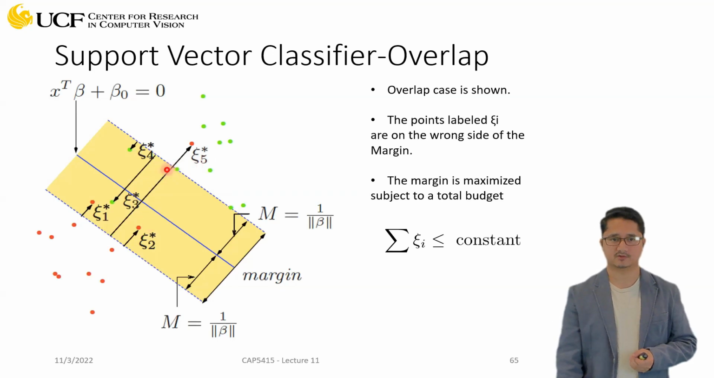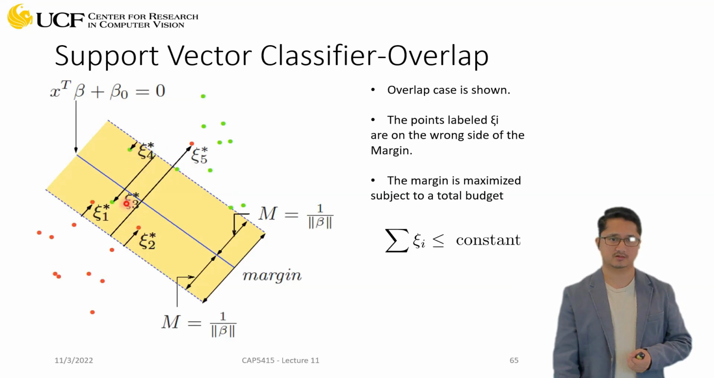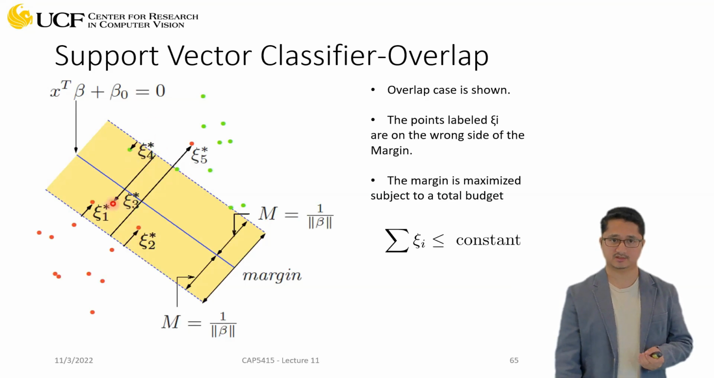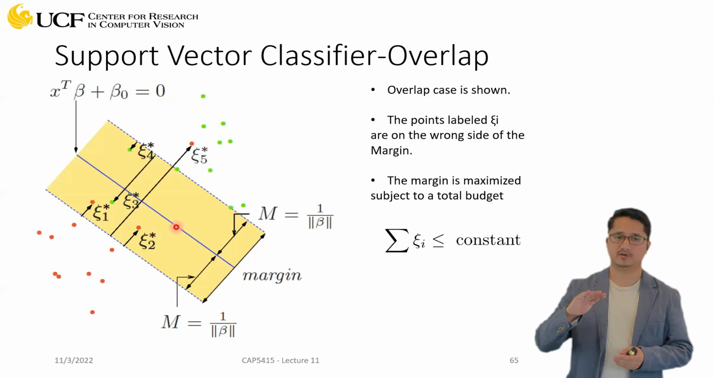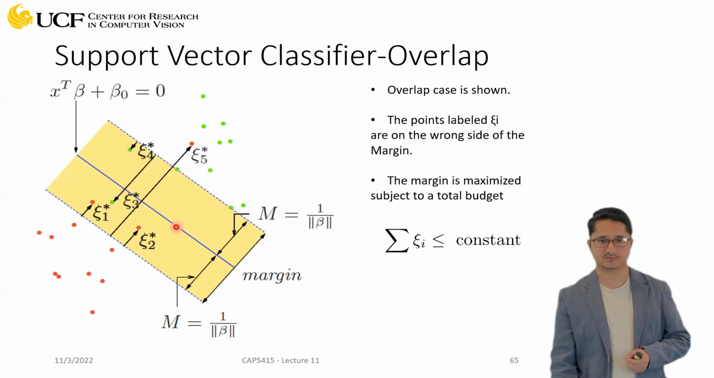Similarly, you have errors for some of the green samples here. This one is crossing the support vector, so that's some error. And this one is again crossing the decision boundary, so you have a bigger error. Then you sum up all these errors, and that's the error you will have in your training samples.